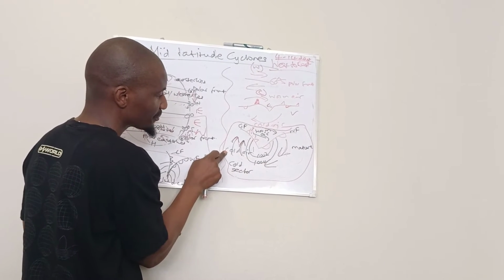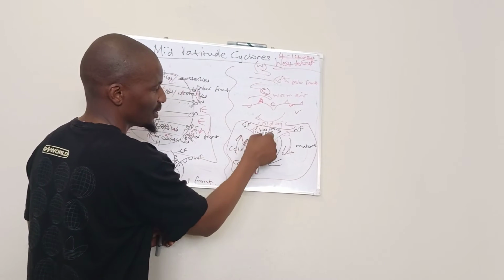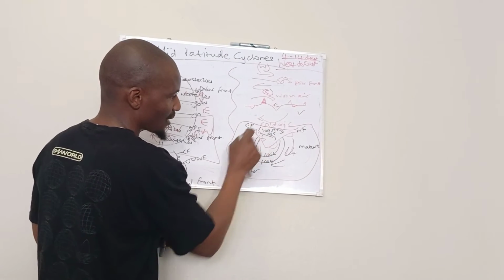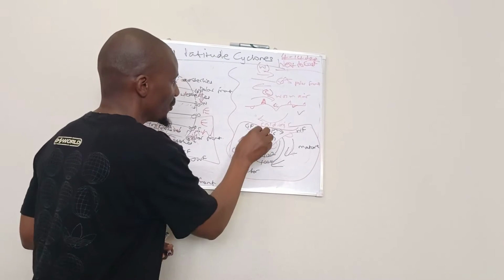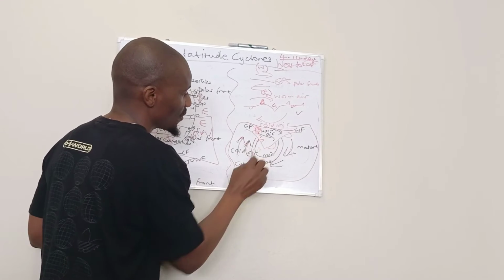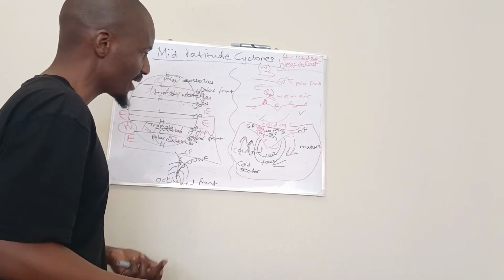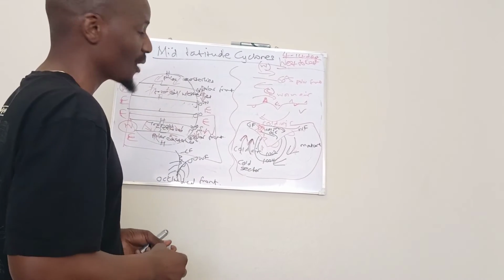There's cold air. There's the cold sector. Ahead of it, there's warm air. There's formation of clouds of vertical extent like cumulonimbus, which results in heavy rainfall that can result also in floods. That's why we usually have floods in Cape Town during winter.